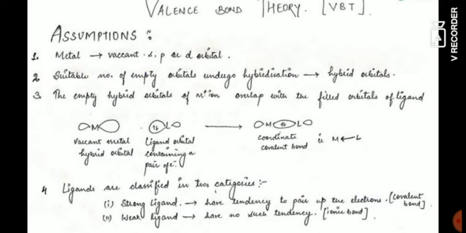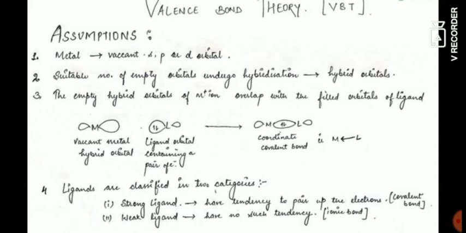Number 2, a suitable number of empty orbitals undergo hybridization. That means hybrid orbitals. Look at this. Hybridization leads to the formation of bonding only, and the bonding is formed between the same hybrid orbitals. That's why I am writing that a suitable number of empty orbitals undergo hybridization, and that's it, hybridized orbital.